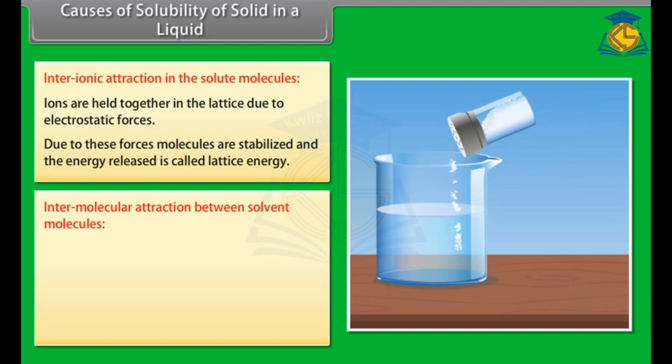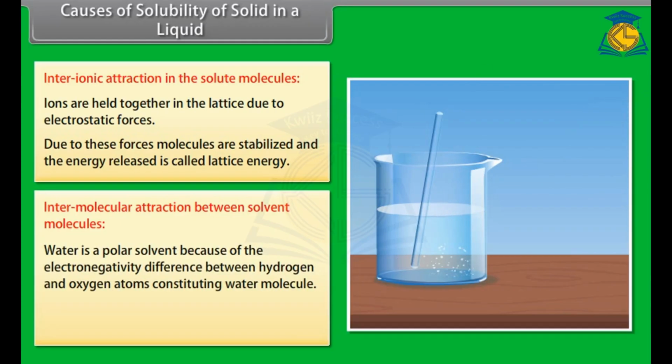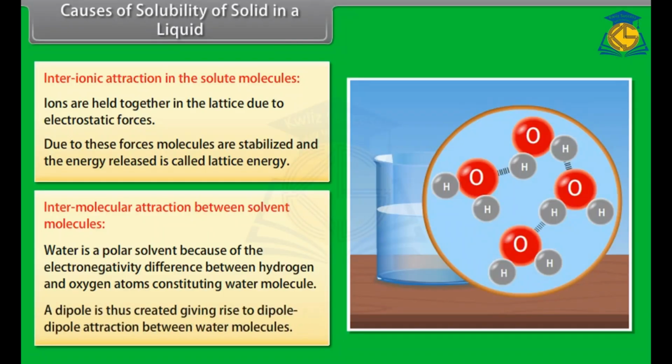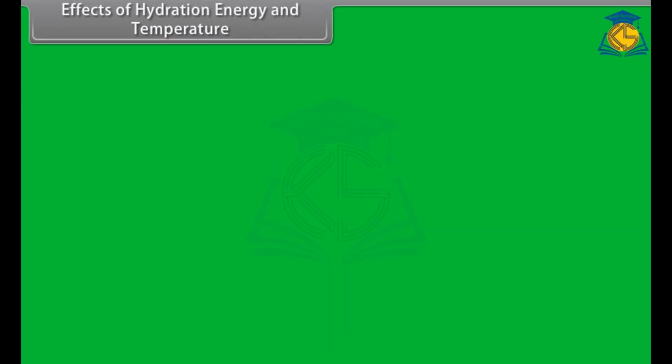Intermolecular attraction between solvent molecules. Water is a polar solvent because of the electronegativity difference between hydrogen and oxygen atoms constituting the water molecule. A dipole is thus created, giving rise to dipole-dipole attraction between water molecules. Effects of hydration energy and temperature.